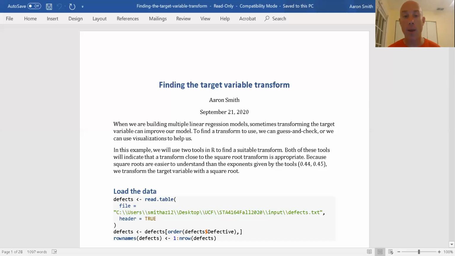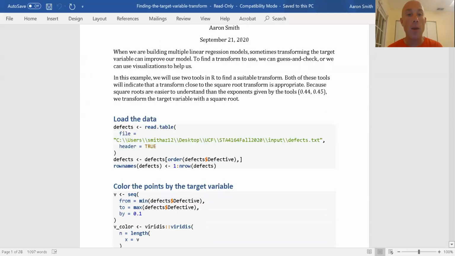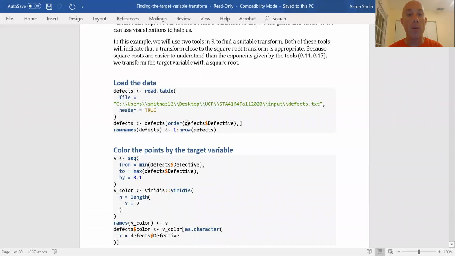All right, so let's go ahead and start working on it. I'm going to load the data, and this is the defects data set from the textbook. One thing I'm going to do, which is very typical of my videos, is sort the data by the target variable, and then rename the rows to go with the sorted order of the target variable. Why do I do that? When I look at my diagnostic plots, the order corresponds to the rank of the target variable, which makes it easier for me to spot features in the data.